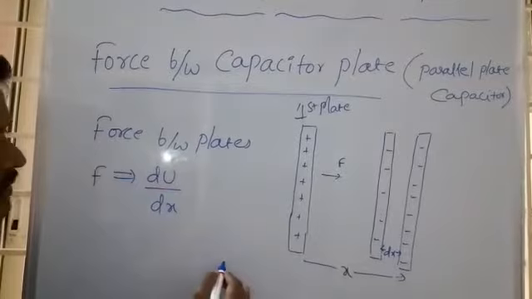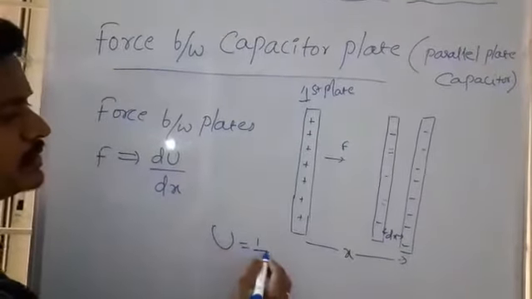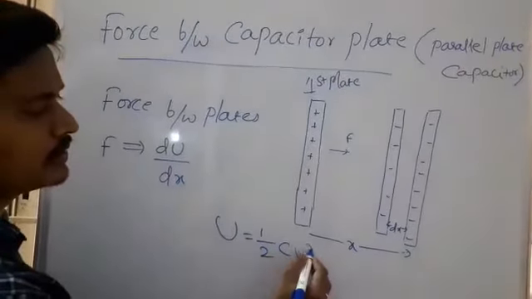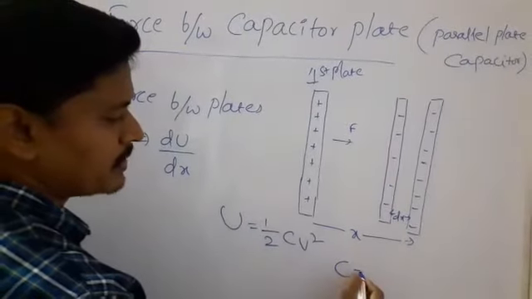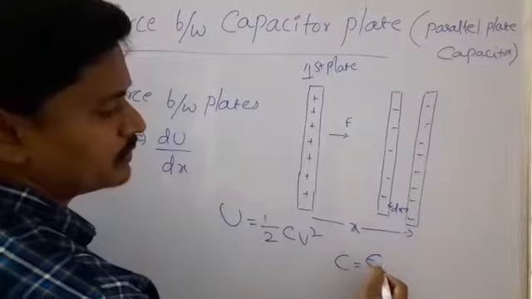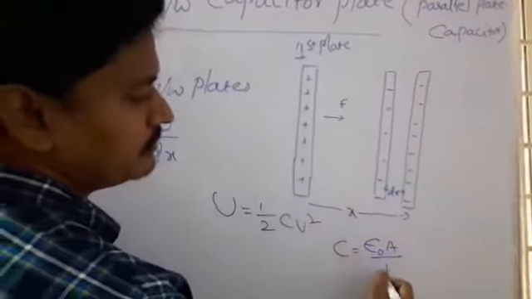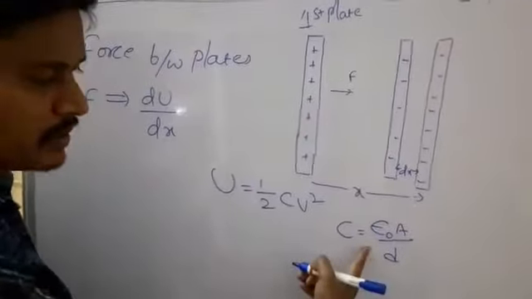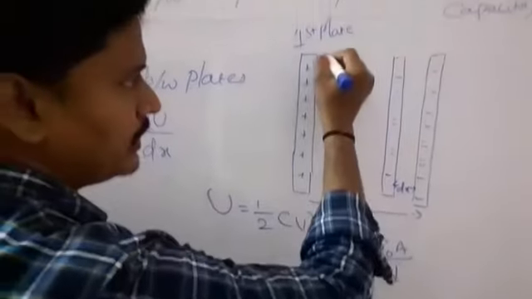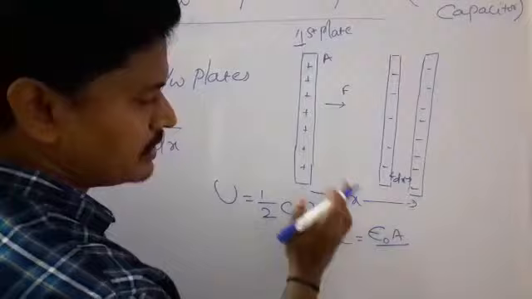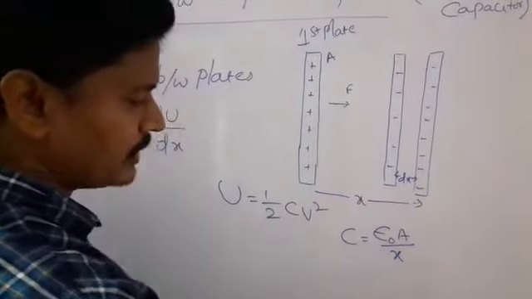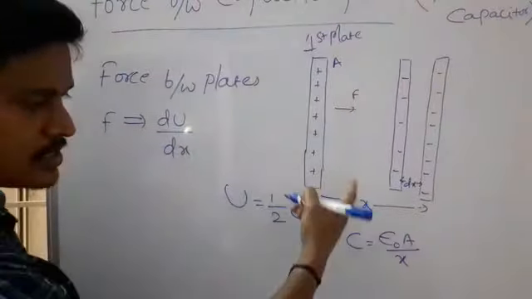So the energy of this capacitor, the formula is U is equal to half CV square. C is the capacitance. C is equal to epsilon naught A by d. This is the parallel plate capacitor capacitance. A is the area. Here d is the distance between the plates. We can consider x in this case.